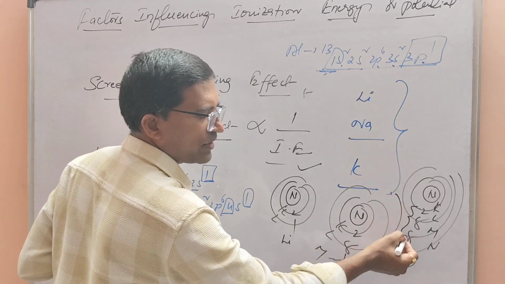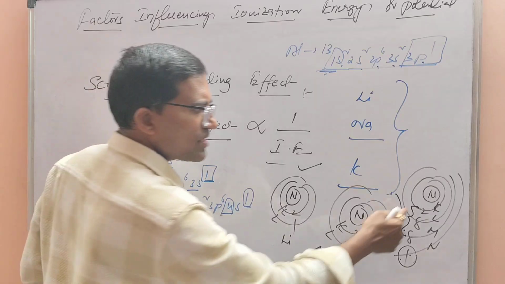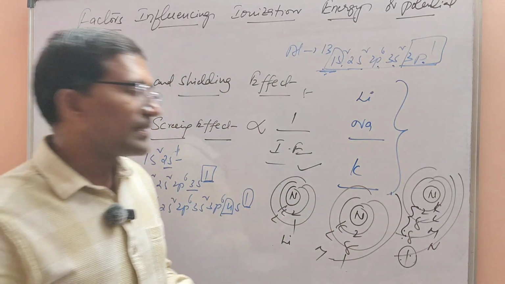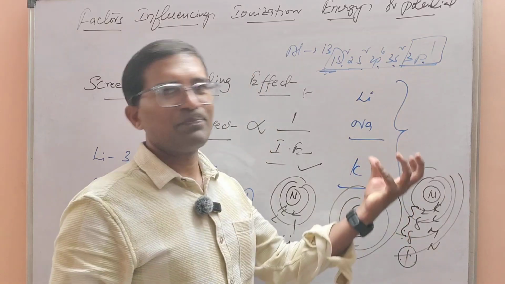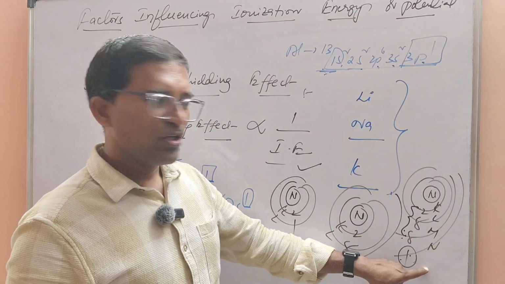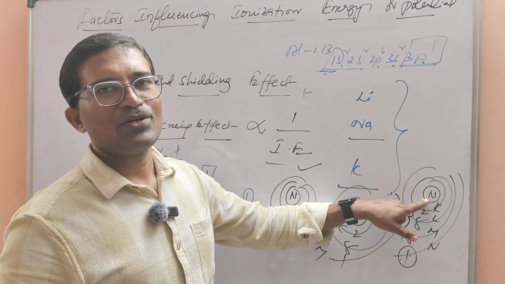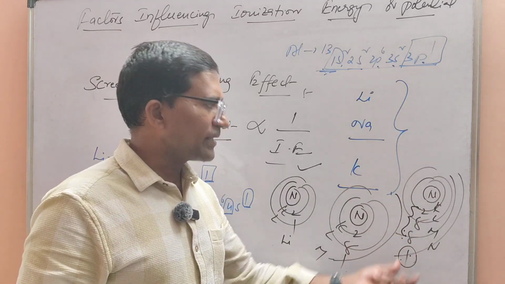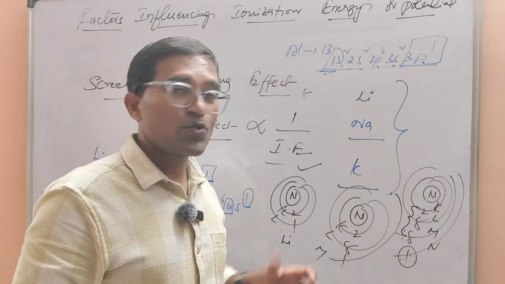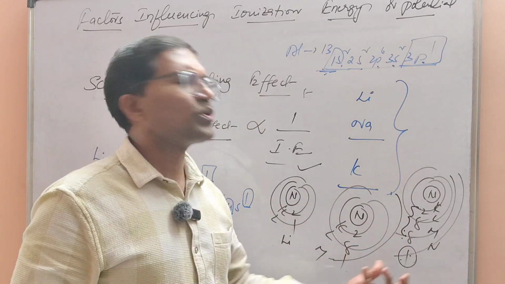Inner shells total how many are there here? There are 3. So these 3 shells act like screens. They are giving protection from the attractive force of the last shell electron towards the nucleus. So they do not allow this electron to be attracted by the nucleus more easily. They are acting like screens. So you require less energy to remove the electron here.